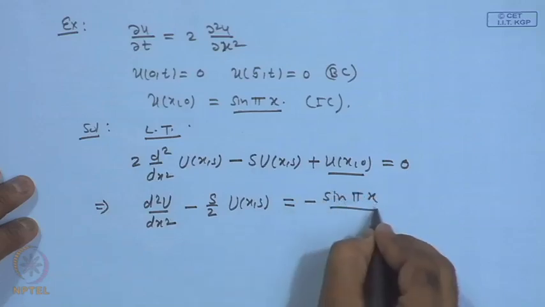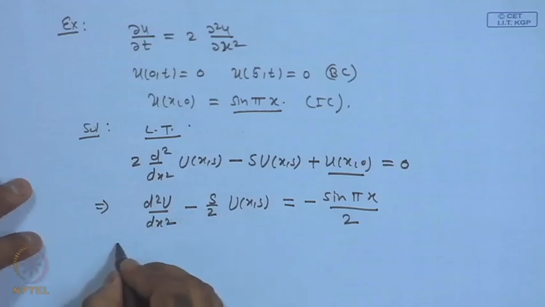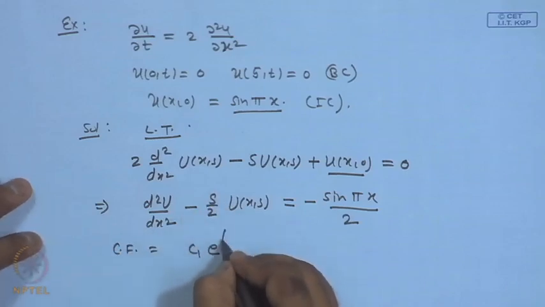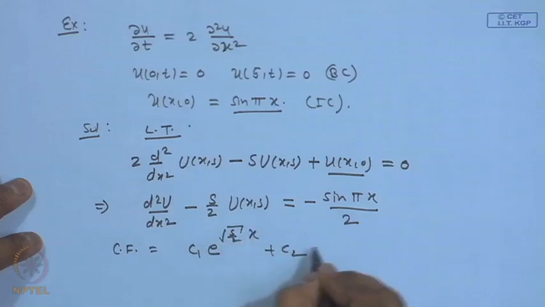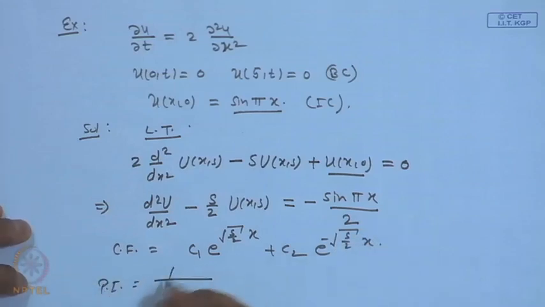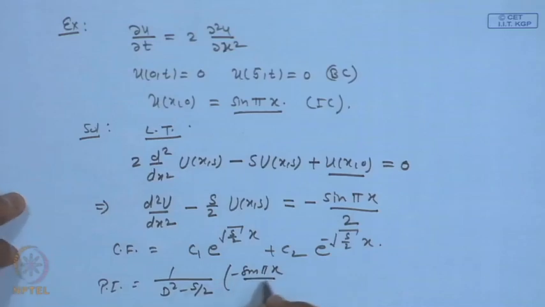we have sin pi x over 2. So, again in this case the complementary function would be a constant e^(square root s by 2 x) plus another constant e^(minus square root s by 2 x). The particular integral we get is 1 over pi square minus s by 2, and we have here minus sin pi x by 2.